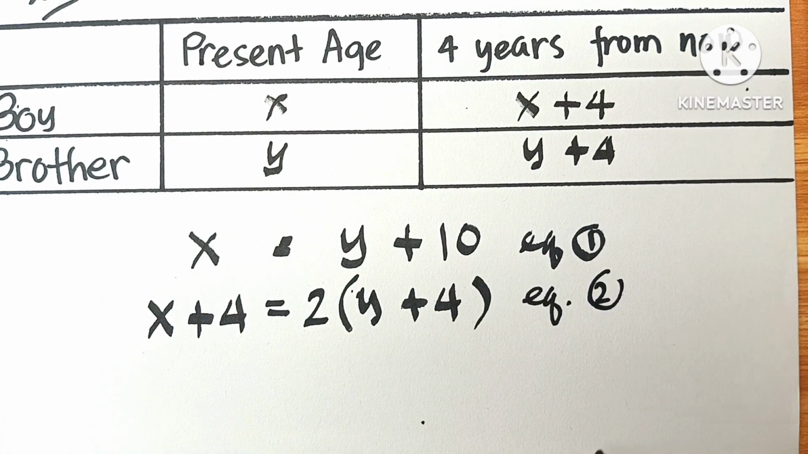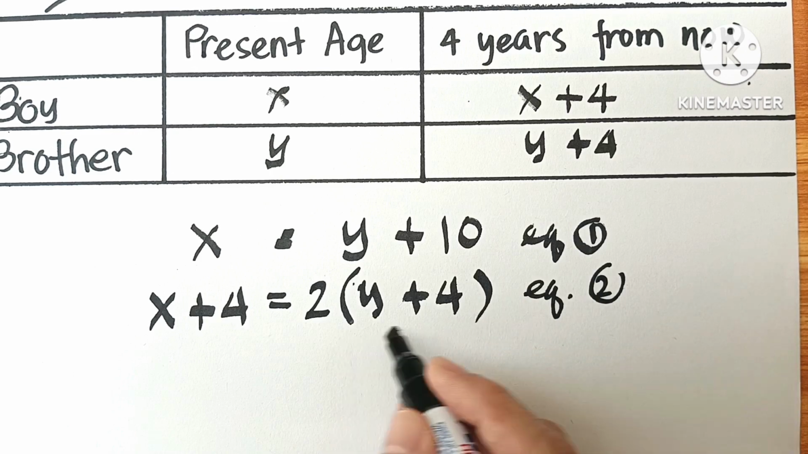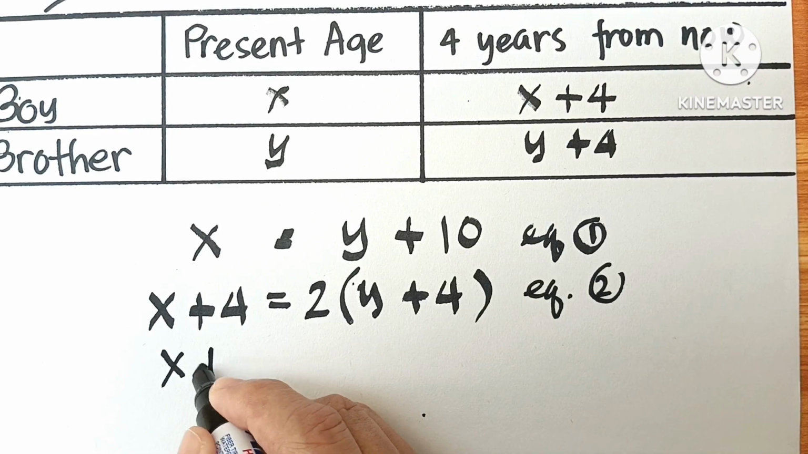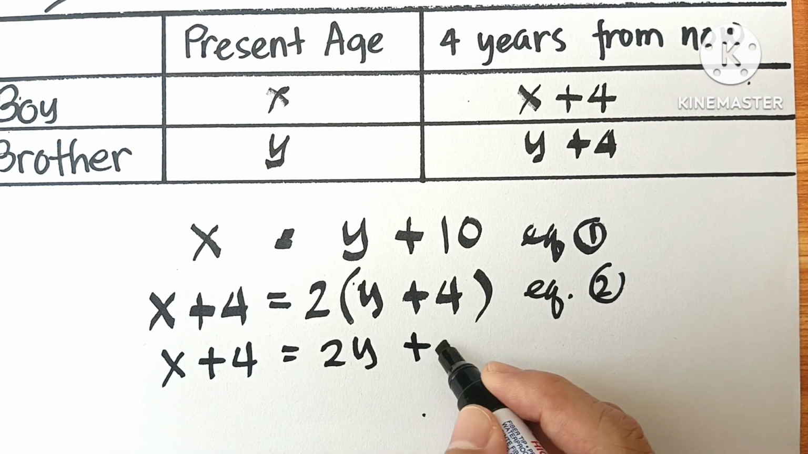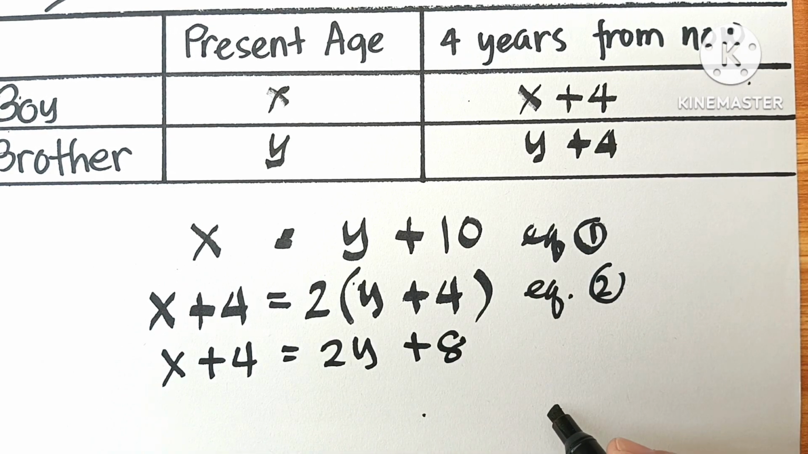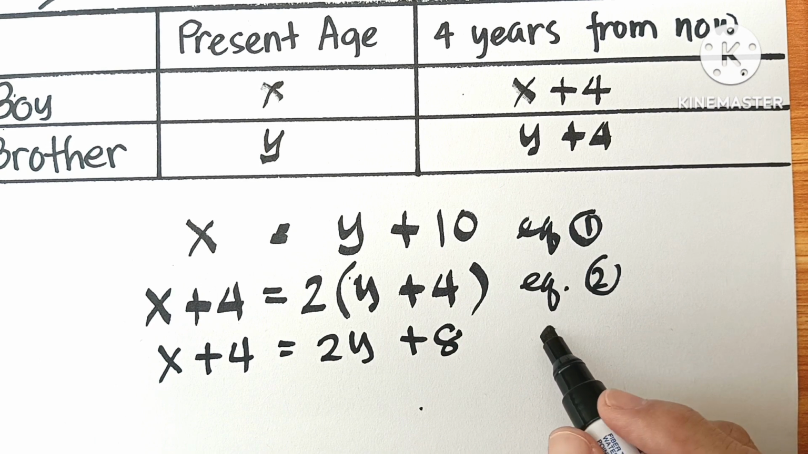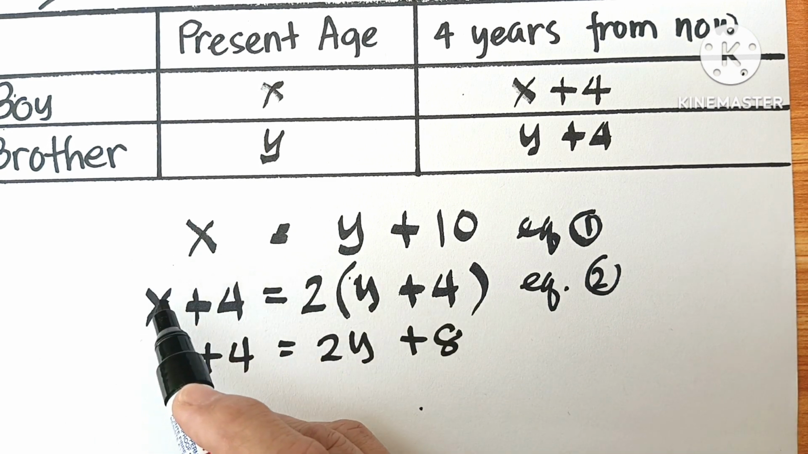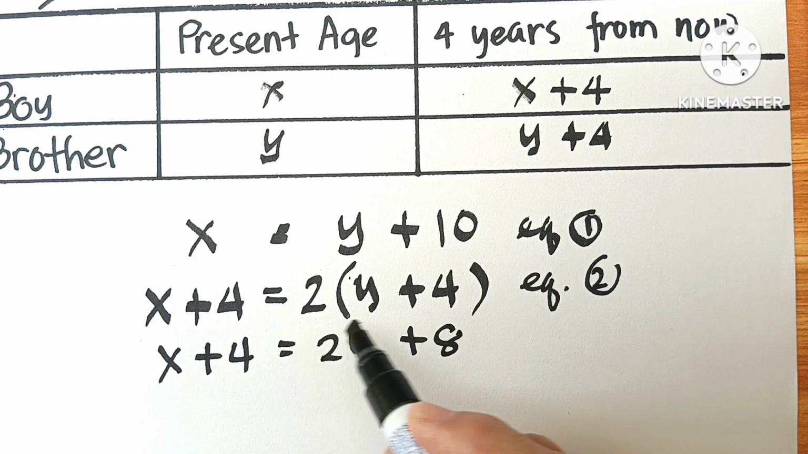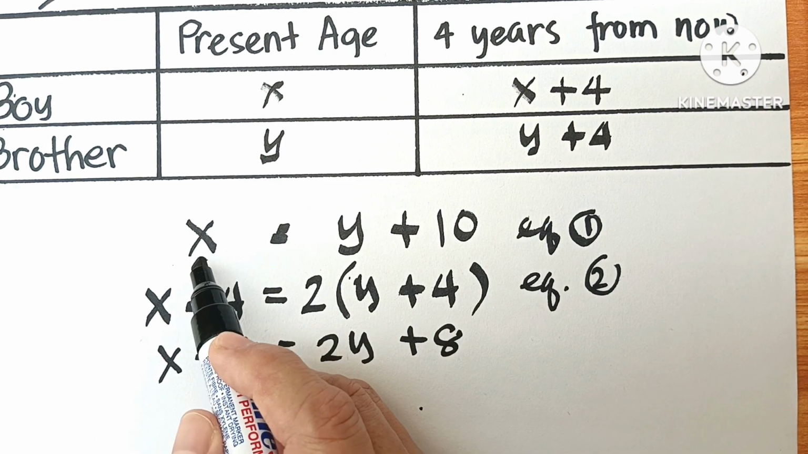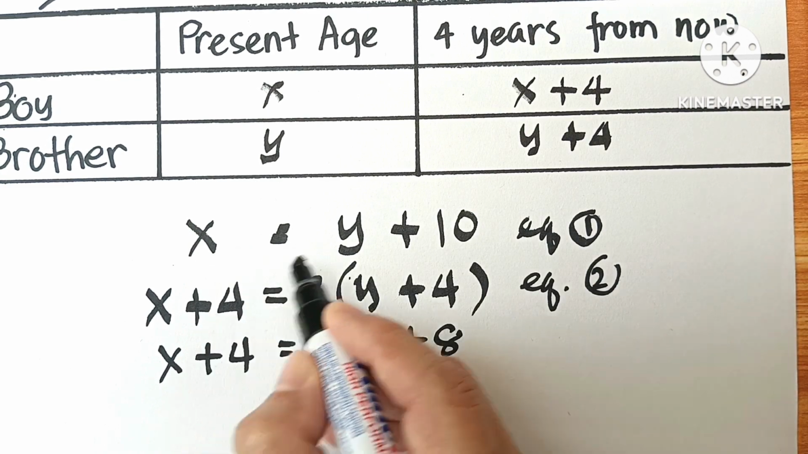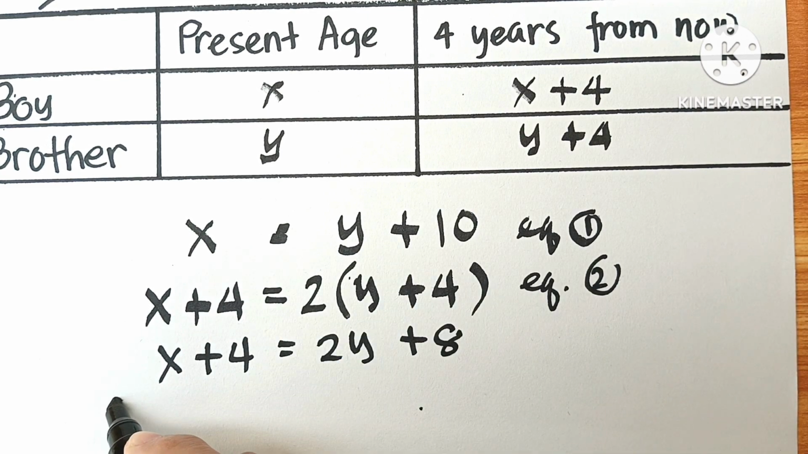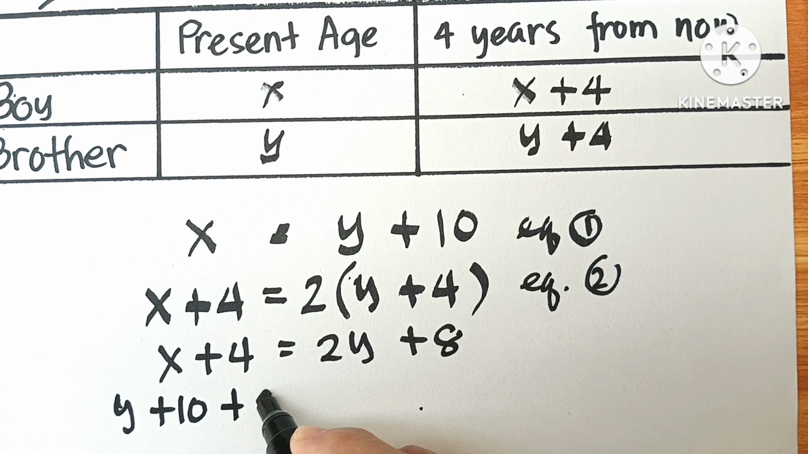Okay, so that would be our equation 2. Now, let us simplify equation 2. So, we have x plus 4 is equal to 2y plus 8. Okay? Now, we have several ways of solving system of equations, no? We have substitution method, elimination, graphing, or by using determinants. But since x is already isolated in equation 1, the substitution method would be easier, no? So let us substitute x equals y plus 10 to the second equation.